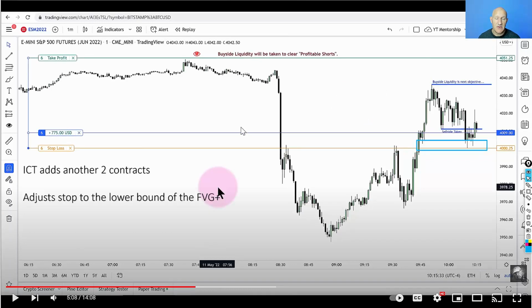And so we can see on this next slide, ICT adds another 2 contracts. He's just added them slightly above his first entry just down here, and then he's adjusted his stop slightly higher. So the initial stop was below those fair value gaps, and you can see he's just moved that stop now just a little bit above it. You can see he's placed it just at this swing low here because he's anticipating now that price won't go lower than that level. He's expecting price to go higher, and he's going to keep moving his stop loss as he progresses through the trade.